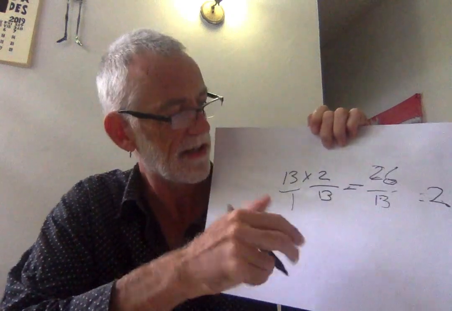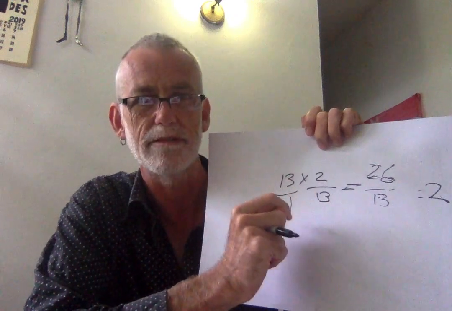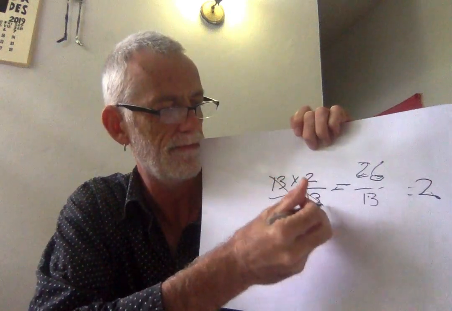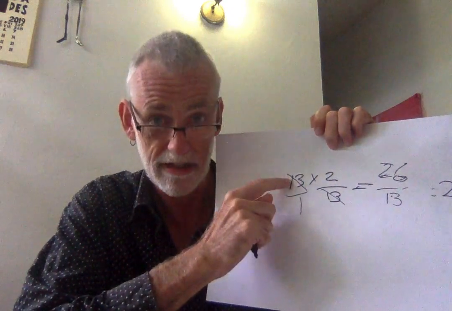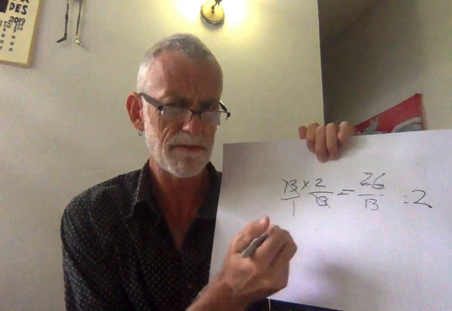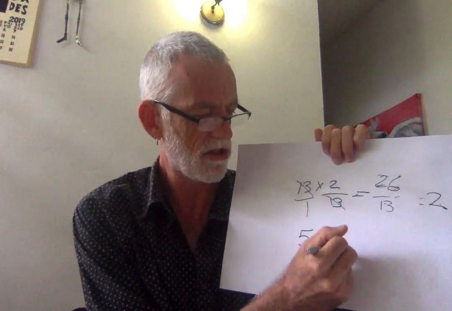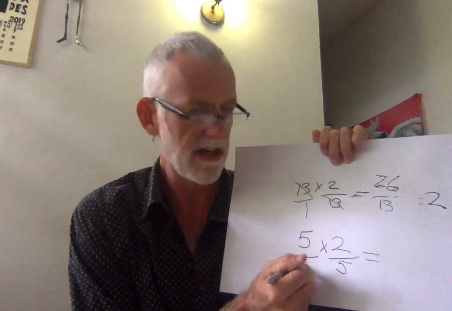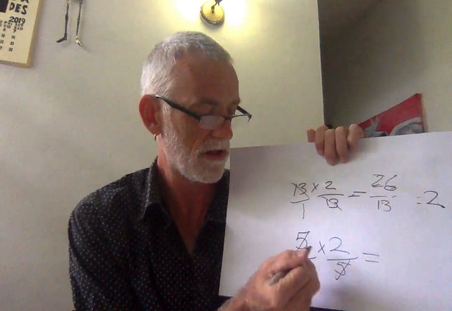Trick. 13 times 2 on top, on the bottom, 1 times 13. You see that 13 there and that 13 there? The answer is 2. 13 divided by 13, 13 on top, 13 on the bottom, is 1. Should I show you another example of that? Because that was a little weird. 5 times 2/5. Change that into a fraction. 5 is on the top, 5 is on the bottom. Cross them out. 2.